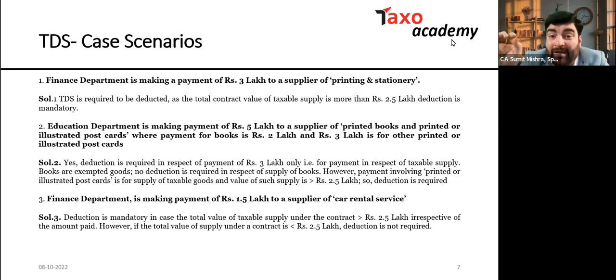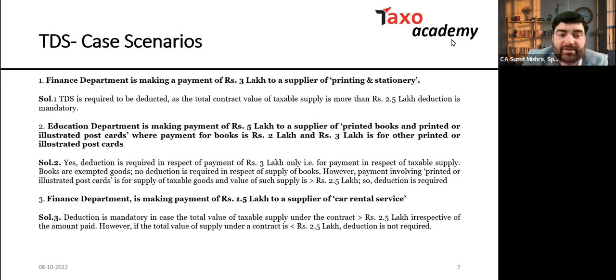Again, there is a breakup of 2 lakh and 3 lakhs. When I'm talking about the books, it is 2 lakhs, and the other printed material, which is taxable, is 3 lakh. So the total value of the contract is 5 lakh rupees. But for the taxable portion, we have to check the value of taxable supply. Yes, it is 3 lakhs in this case. We can ignore 2 lakhs because 2 lakh is the exempted value. So here 3 lakh is exceeding the value of 2,50,000. In this scenario, also TDS will be deducted by the education department while making payment to the supplier.